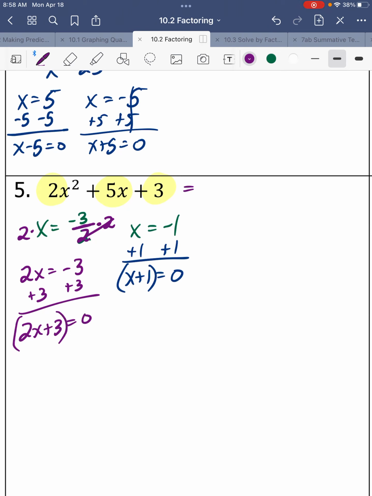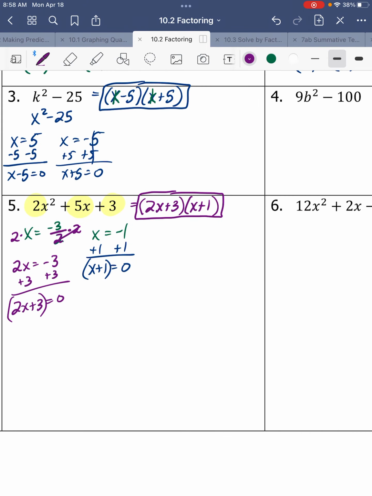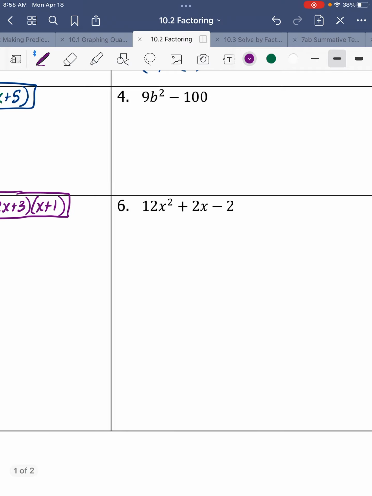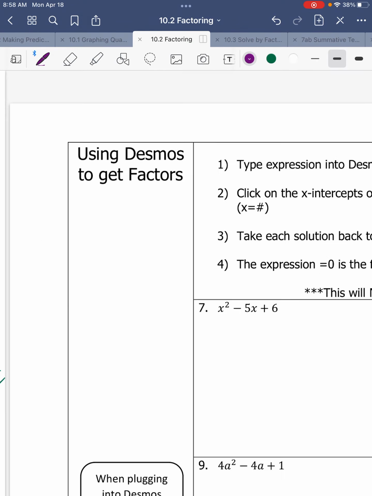So our factors for 2x squared plus 5x plus 3, this trinomial, are 2x plus 3 and x plus 1. And it does not matter the order you write these in at all. By the commutative property of multiplication, you can write them in any order you want. But I just wanted to show you a fraction one. So now you should be able to do the rest of the problems, hopefully.